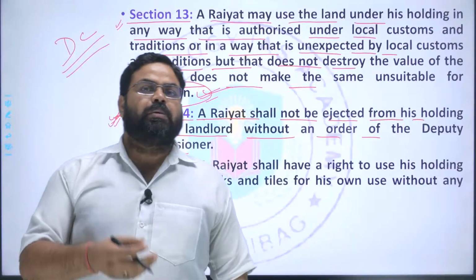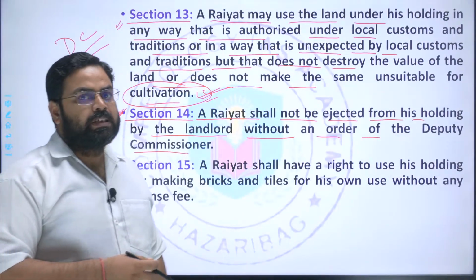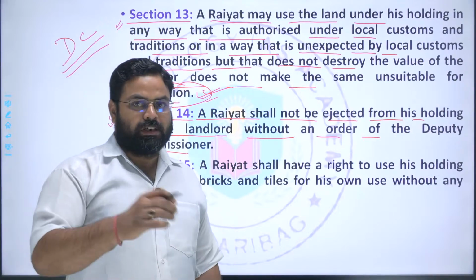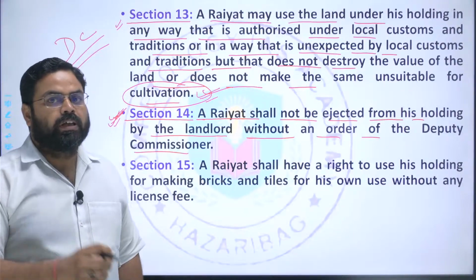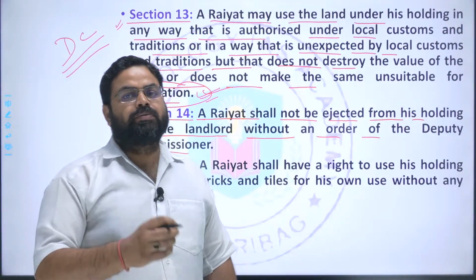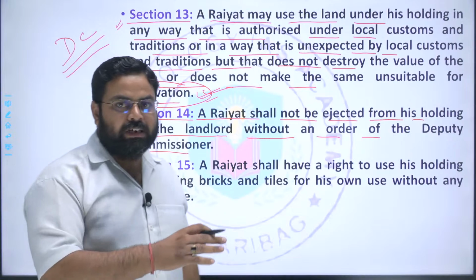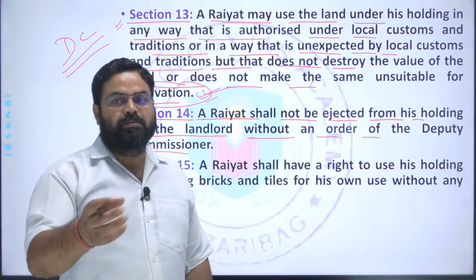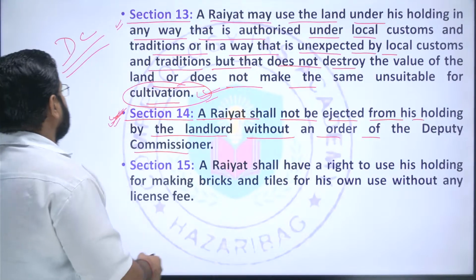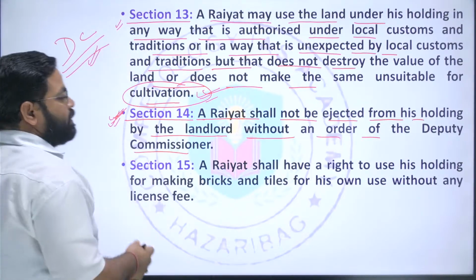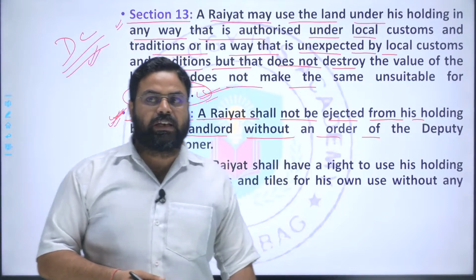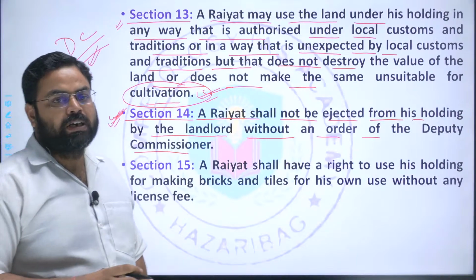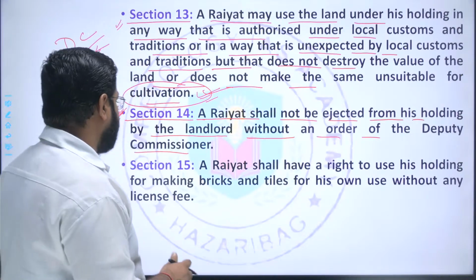So here he has to make an application to the DC that this person is not fulfilling the required norms and not following the terms and conditions of the use of land. He is not paying the rent or whatever may be the circumstances under which he has to be evicted. So such things should be mentioned in the application. His case will be filed in front of the DC, and thereafter DC, after hearing both the parties, will pass the order for the eviction of any rayyat.